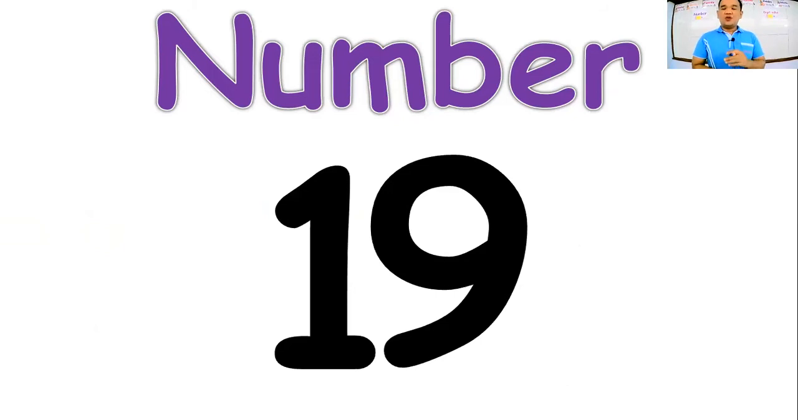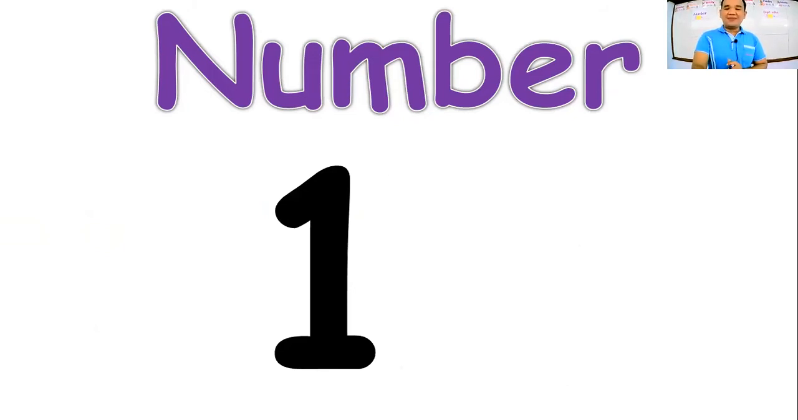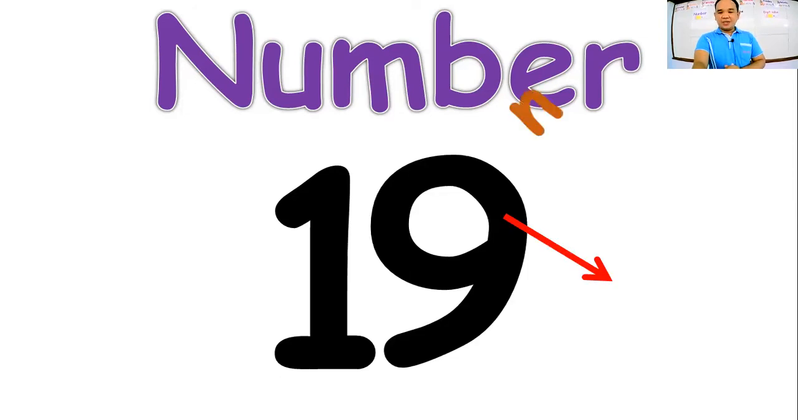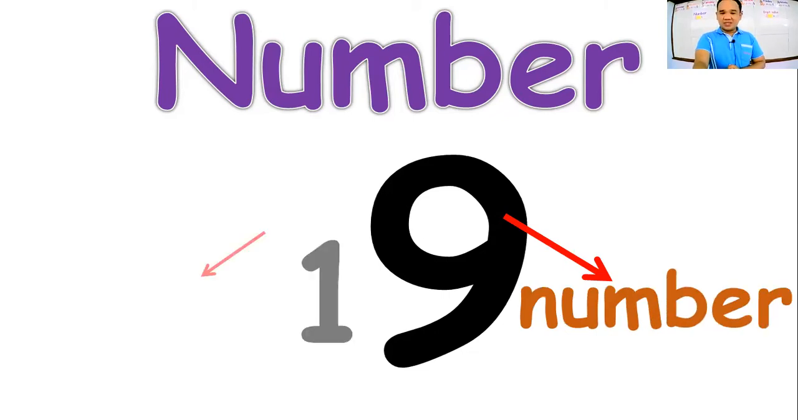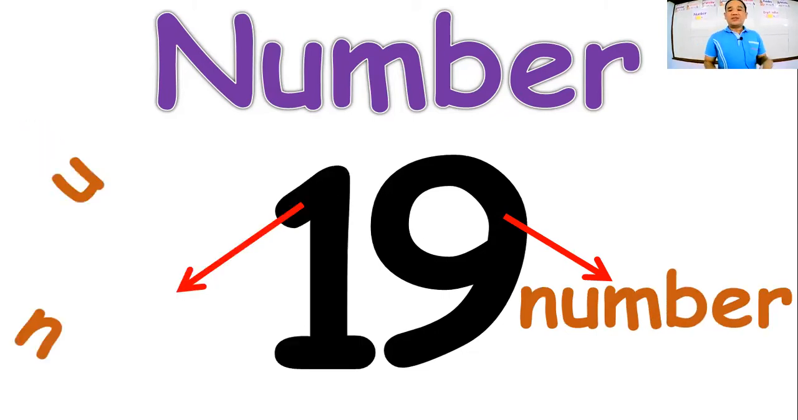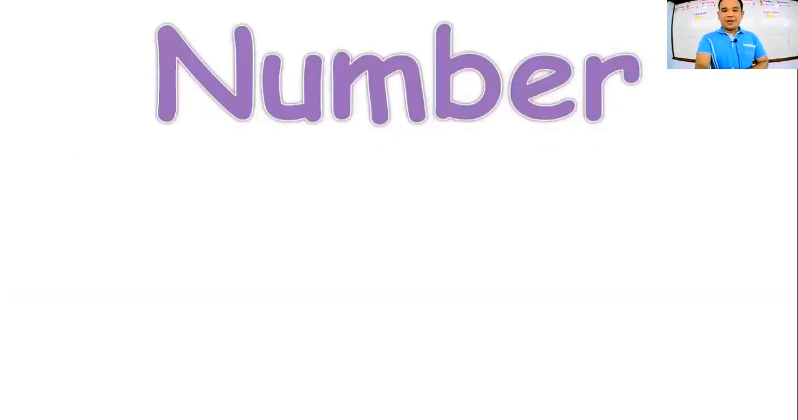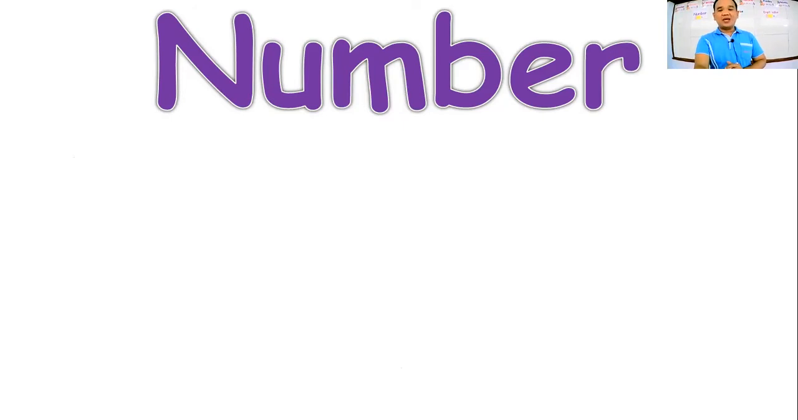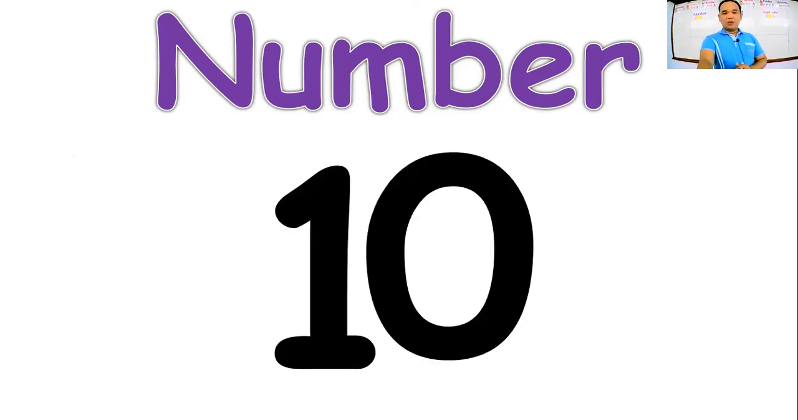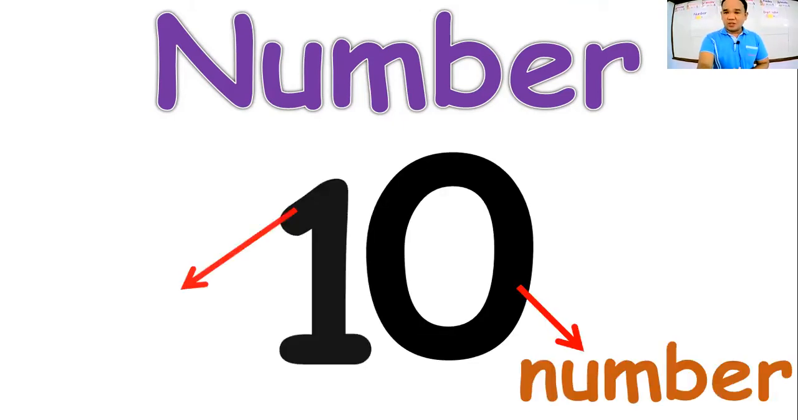So we have here number 19. So 1 and 9 are numbers. Number 9 is a number. And 1 is also a number. So that's very easy. Number. Everybody say number. Very good. Let's have another example. We have 1 and 0. 0 is also a number. And 1 is also a number.